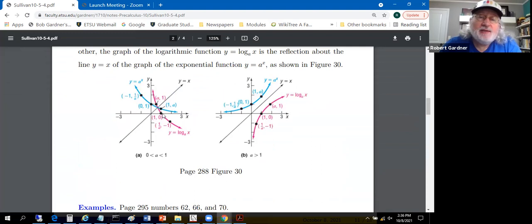The log function looks like this, with a vertical asymptote over here, decreasing when a is between 0 and 1, with a vertical asymptote along the y-axis, and increasing when a is greater than 1.